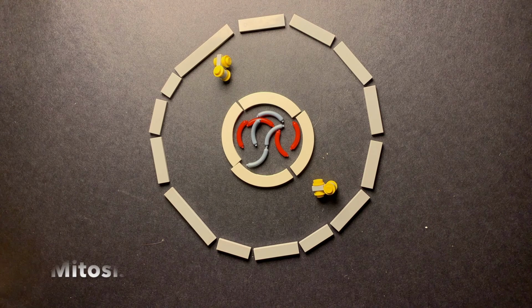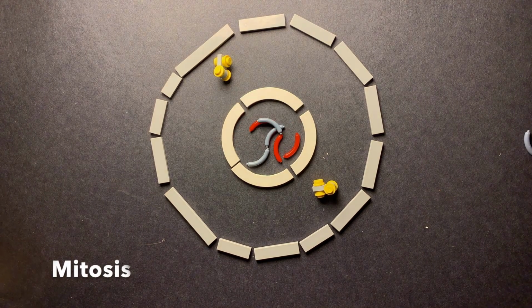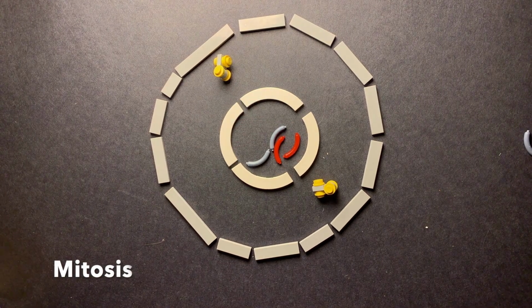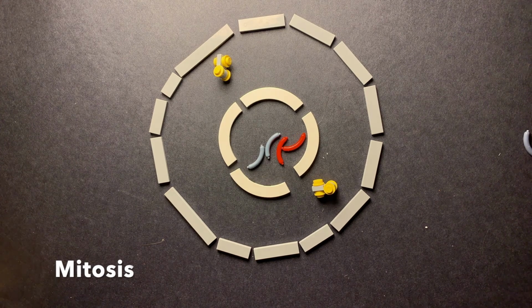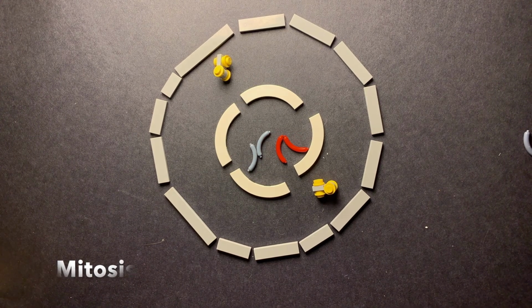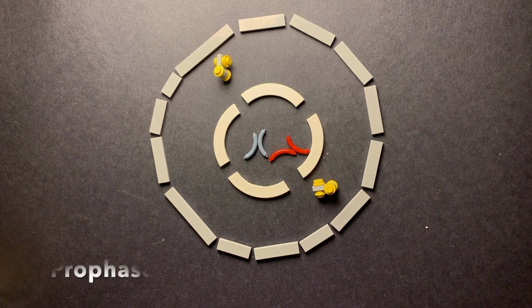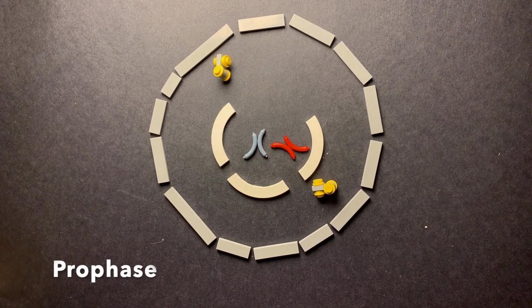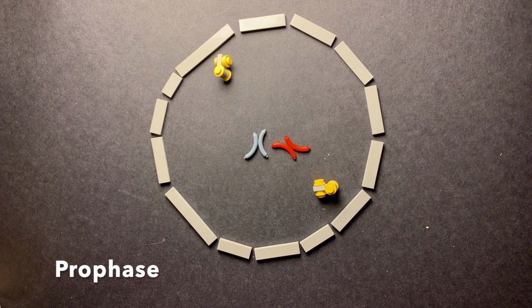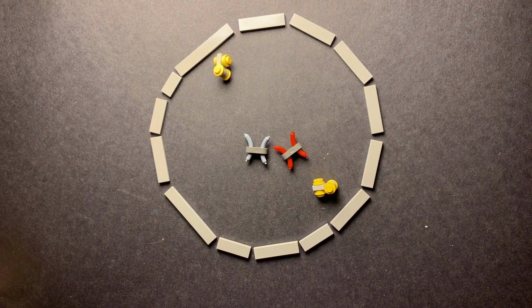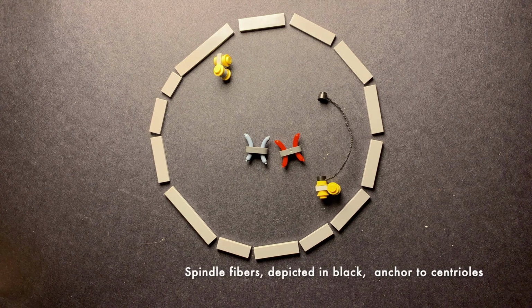The next phase of the cell cycle is mitosis, which is broken into 4 subphases. Compared to interphase, mitosis happens relatively quickly, especially considering how many steps are involved. The first phase of mitosis is prophase. Chromosomes condense, the nuclear membrane disappears, and a spindle forms, anchored by centrosomes at opposite poles of the cell.